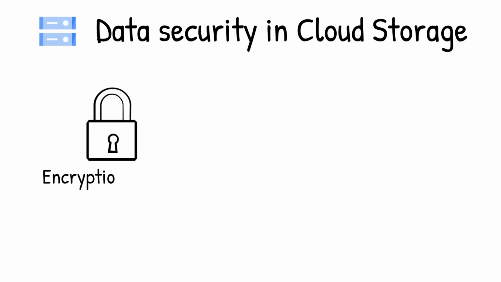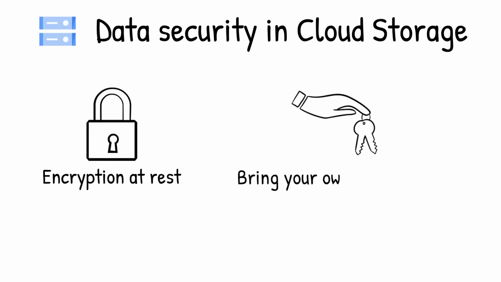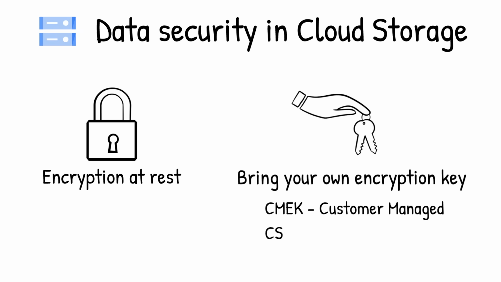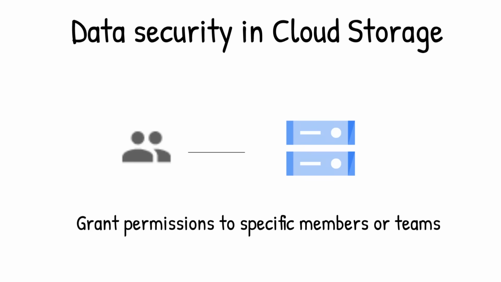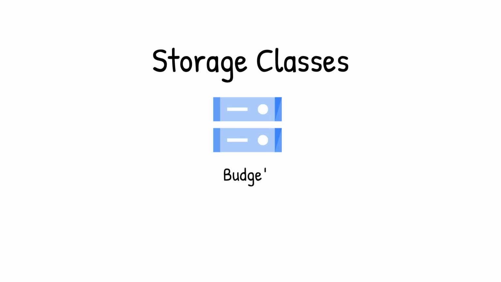By default, data at rest is encrypted, and you have options to secure it with your own encryption keys using Google Cloud's Key Management Service or your own key management service on-premise. You can grant permission to specific members and teams or make the objects fully public for use cases such as websites. When creating buckets, you have options depending on budget, availability, and access frequency.